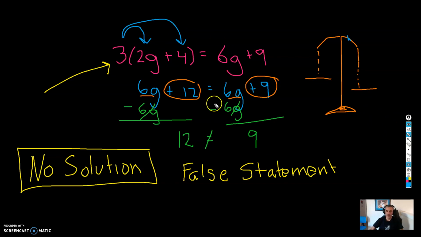So this is a type of equation that has no solution. And so the way that you write the answer is you just write no solution, or you just click on the box that says no solution. There's no number that's going to work here.